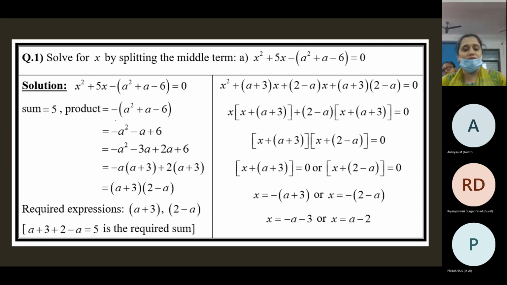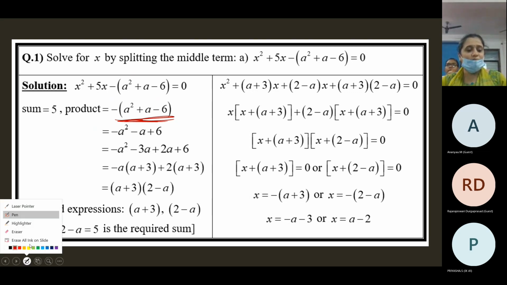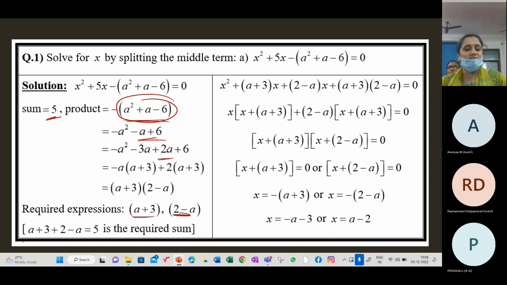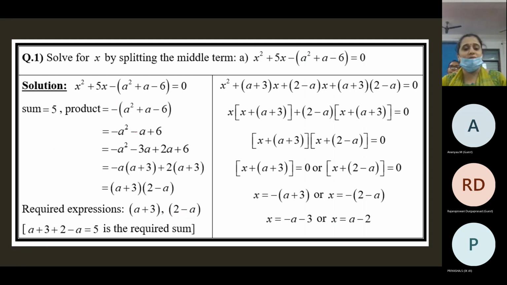Here you have an expression. So what can you do with it? First, factorize this expression by splitting the middle term. Why should you factorize? Because you have to find the two expressions that satisfy this product and sum. So how will you get the expressions? You will have to split the middle term here.